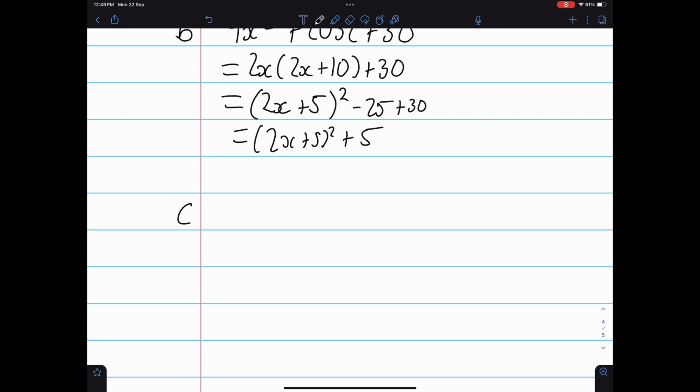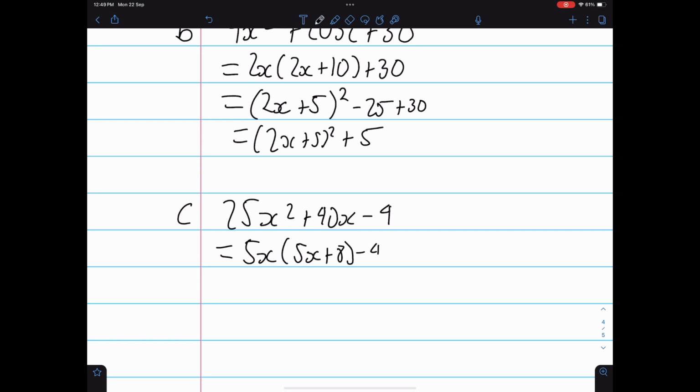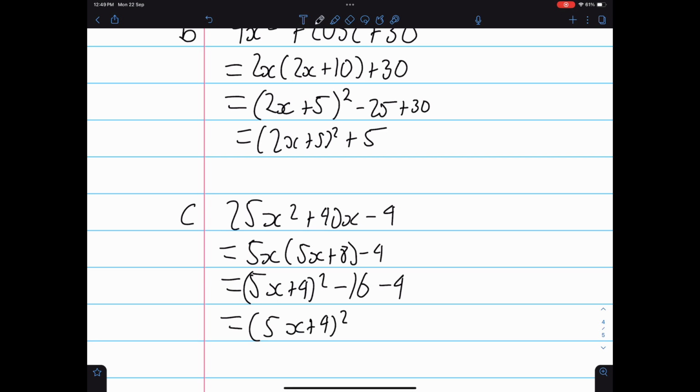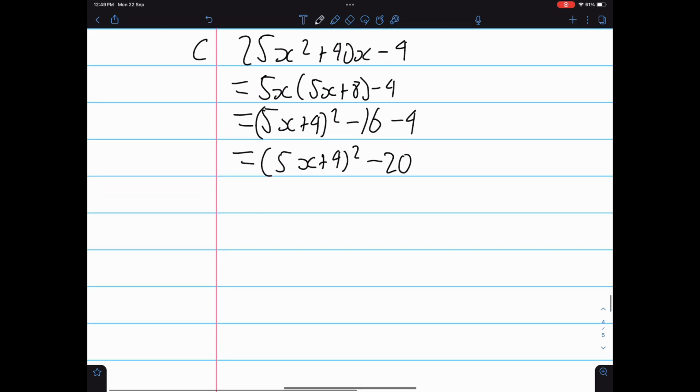And now in the next one it wants 25x squared plus 40x minus 4. And this time we have a 5x here. So we factor out 5x. Then we halve that 8. Subtract that square of 4. And then combine those constant terms to get that, and that's your answer.